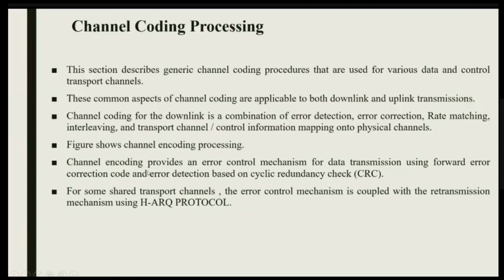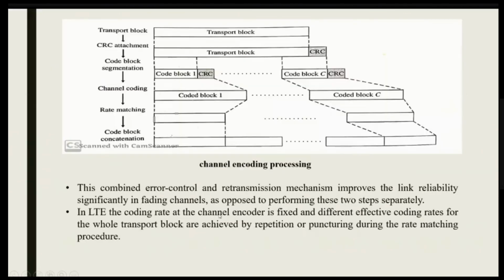In the next slide, we will observe the channel coding processing figure. The channel encoding provides an error control mechanism for data transmission using forward error correction code and error detection based on cyclic redundancy check, that is the CRC check. For some shared transport channels, the error control mechanism is coupled with a retransmission mechanism using the hybrid automatic repeat request protocol. So this slide gives the channel encoding processing.